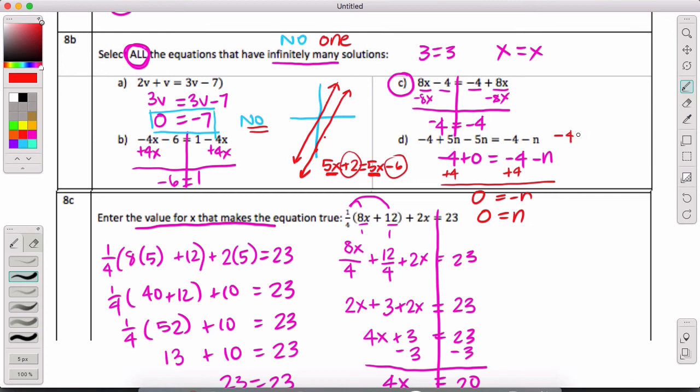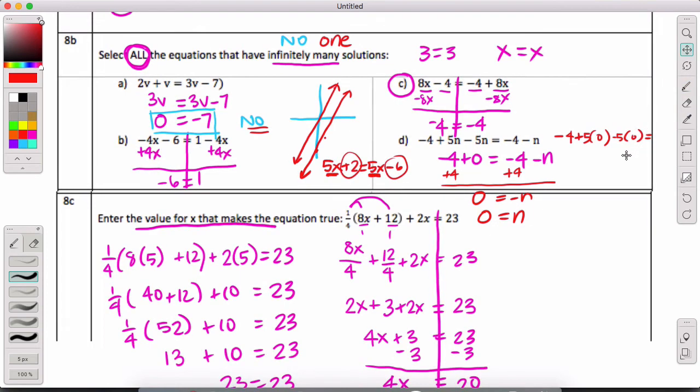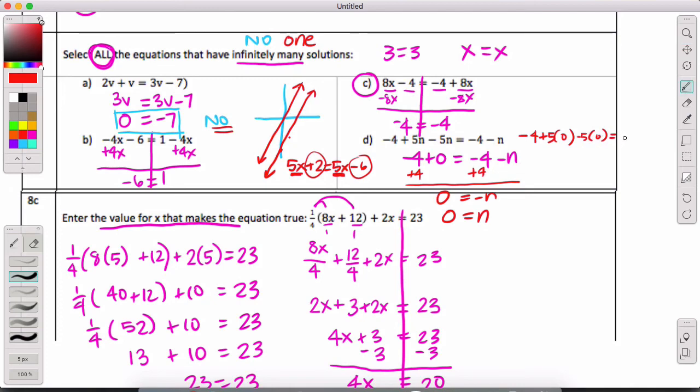We've got negative 4 plus 5. What is n? It's 0. Take away 5. What is n? It's 0. Equals, I'm going to move this over, negative 4, take away what is n? It's 0. So if I solve this, it's going to be true. So we've got negative 4 plus 0 minus 0 equals negative 4 minus 0. Negative 4 equals negative 4. So this worked. This was a solution to that system. So because I can use an n or x value, a variable amount, to make an equation true, I know that it has one solution.